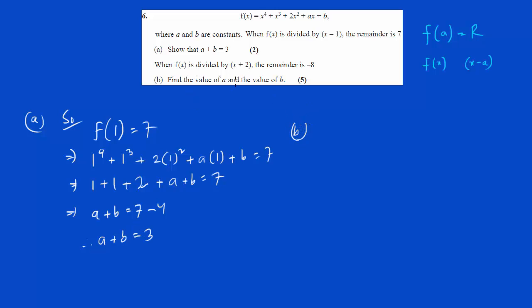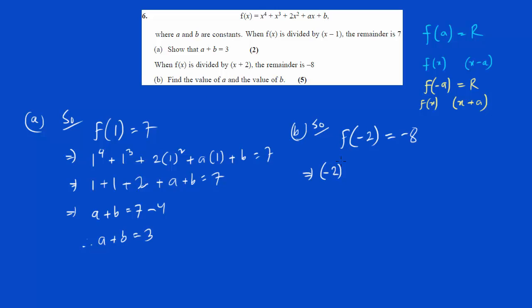In question B, we have another piece of information. When it is divided by x plus 2, the remainder is minus 8. So similarly, we can write f(minus 2) equals minus 8. That means f(minus a) equals the remainder if f(x) is divided by x plus a. That is the idea. So let's put the value in again.